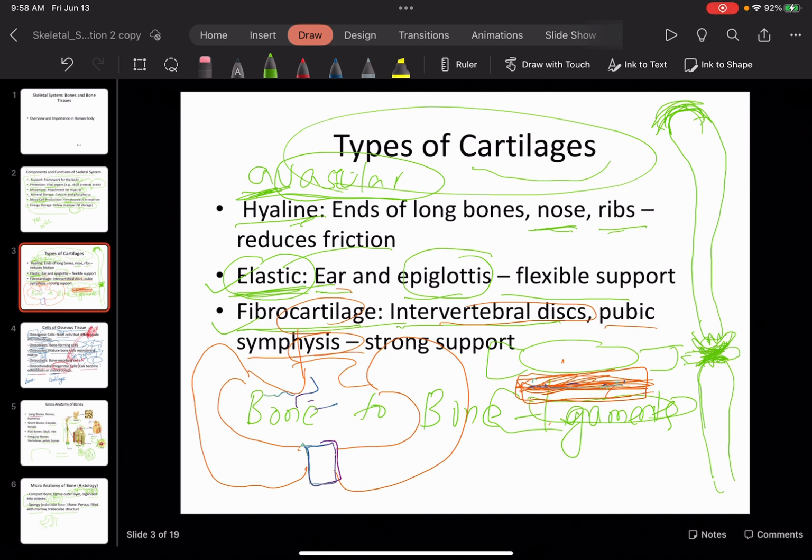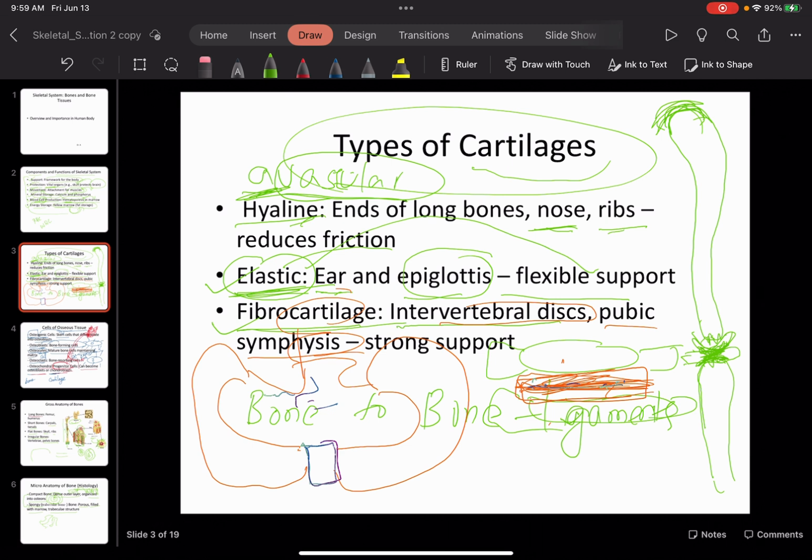Then elastic cartilage, just like the name, is elastic in nature, which means flexible. Think about your ear. The ear is more flexible. We're talking about the external ear, which is the pinna. Another one is the epiglottis, which we will go over when we study the respiratory and digestive systems, and which prevents choking.